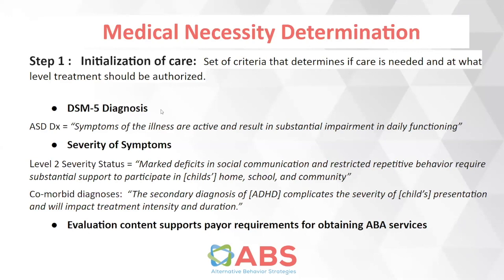The first is just that DSM-V diagnosis. When you're referencing the diagnosis, you're looking at all of the different criteria that went into making that a diagnosis. And you're looking again at that level of severity, which comes up next. I just put in here a phrase that you might want to pick up and use. If someone has an autism spectrum diagnosis, then the symptoms of the illness are active and they are resulting in substantial impairment in daily functioning. That decision has been made by the person making the diagnosis. It's part of the criteria.